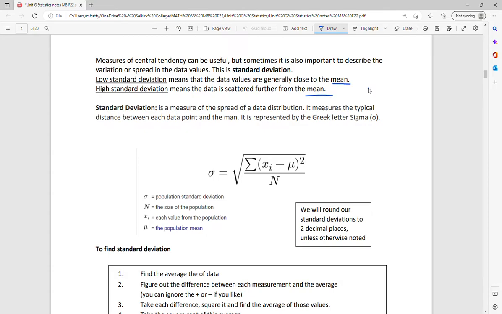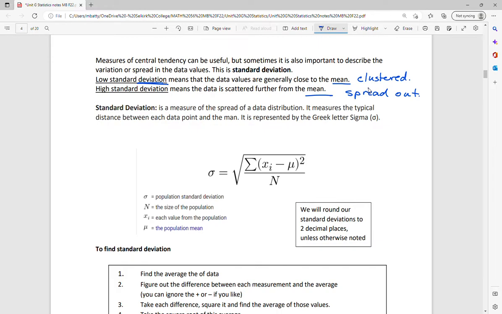And so you could have a low standard deviation. That means that it's really clustered data. It's really tight around the average. It doesn't deviate very much. Or you could have high standard deviation. You have a big spread of the data. And that means that it's really spread out.